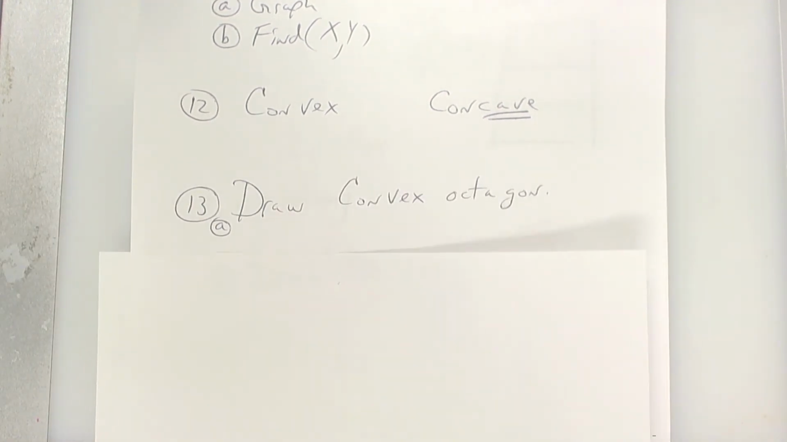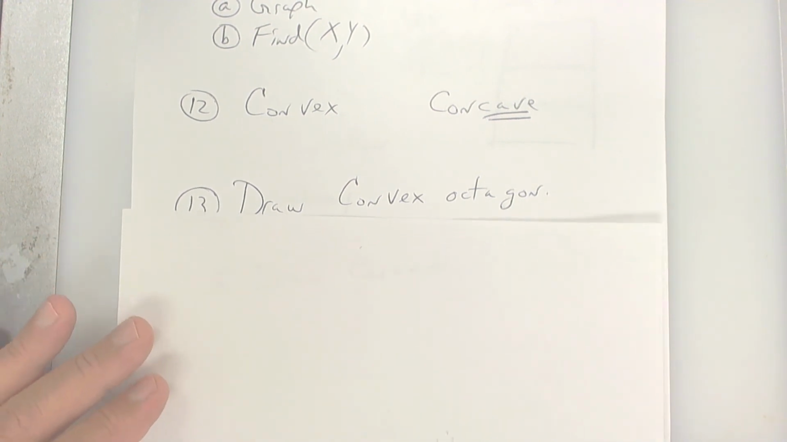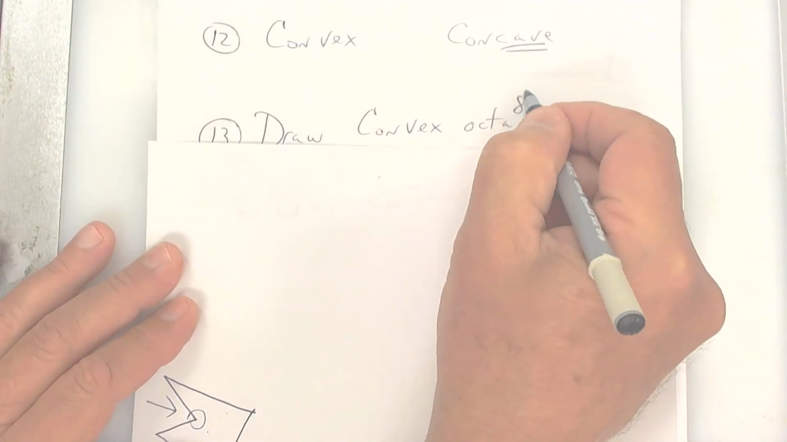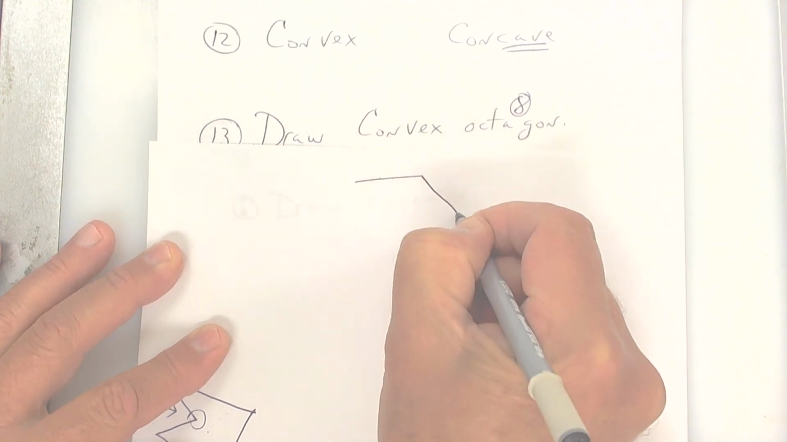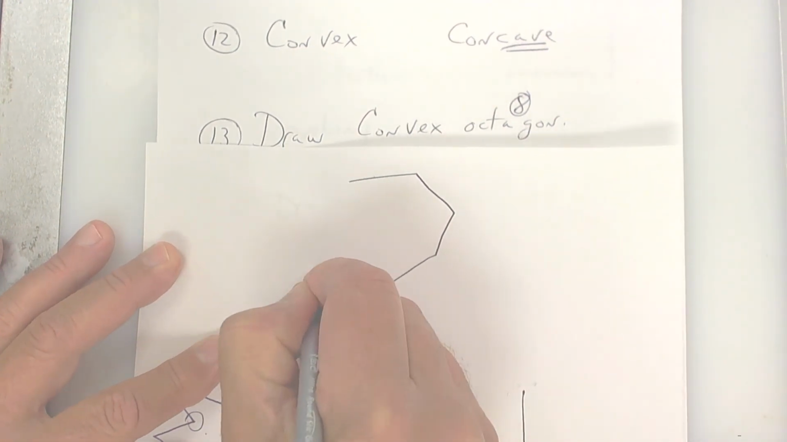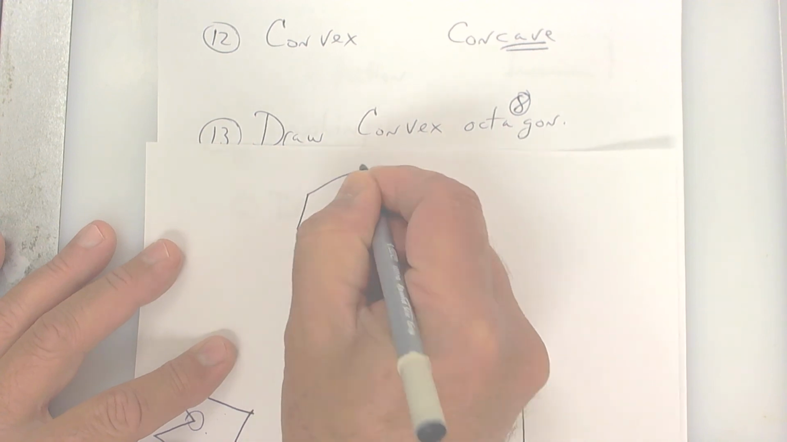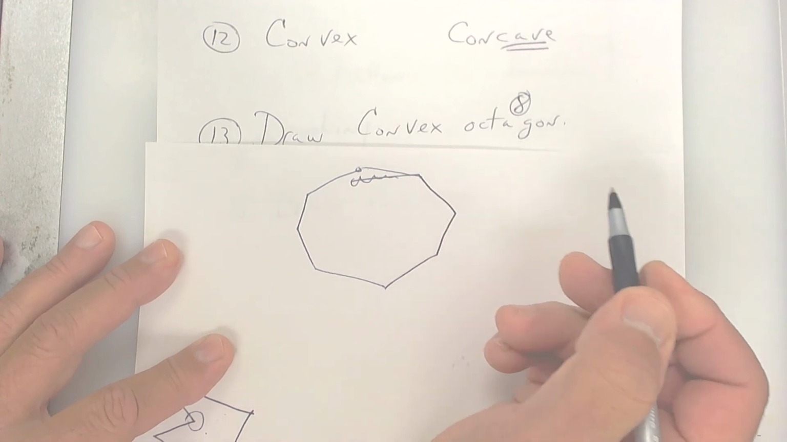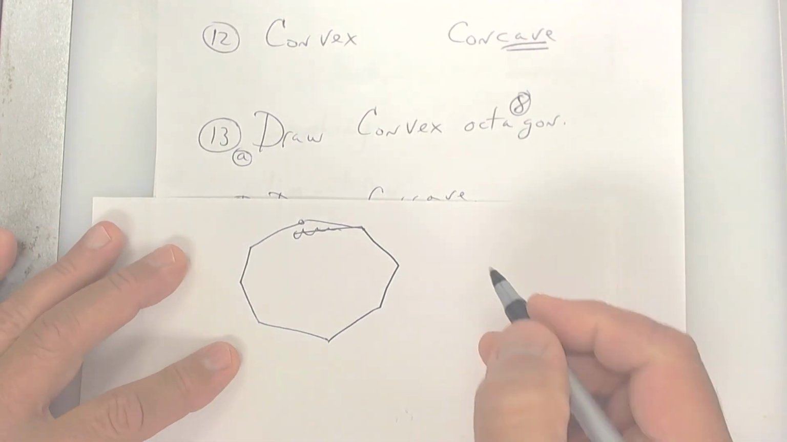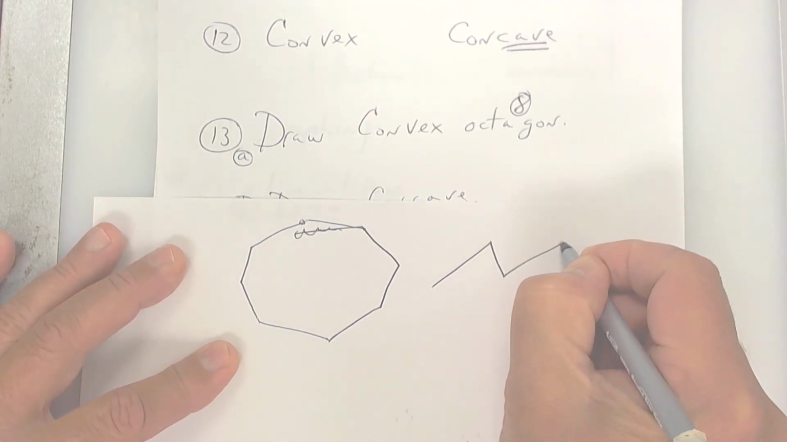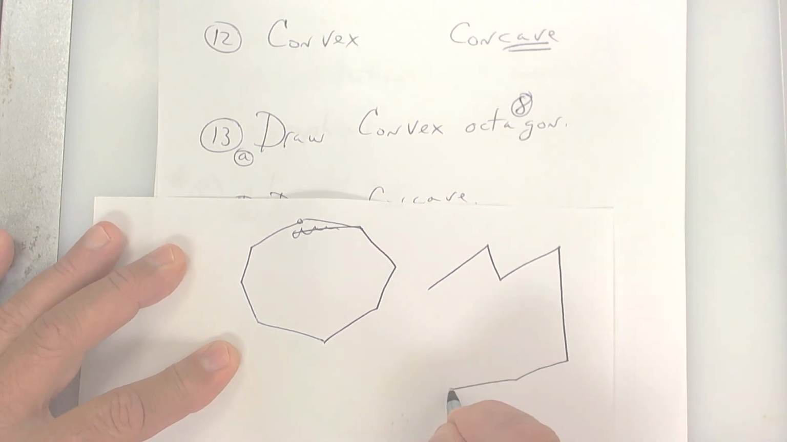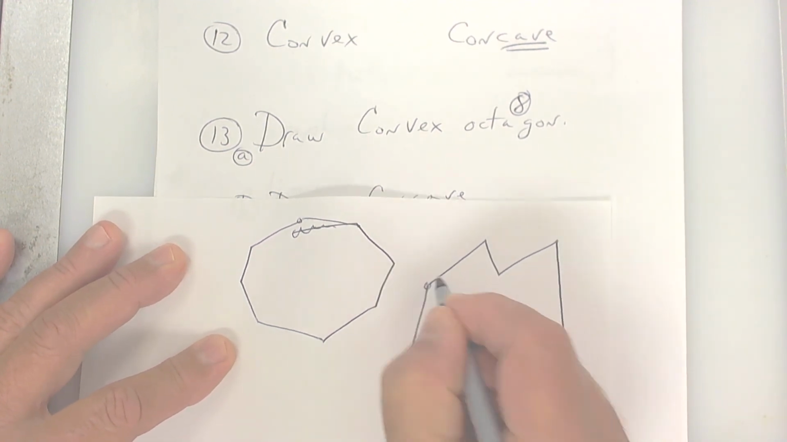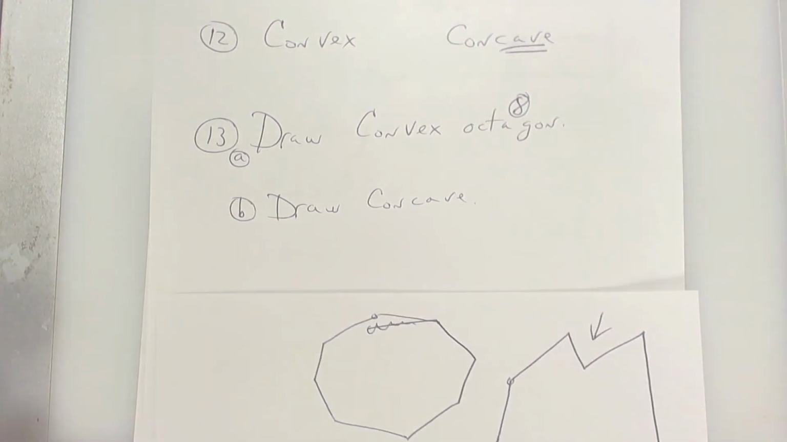It says draw a convex and concave polygon, octagon. Octagon is 8 sides, so it's 1, 2, 3, 4, 5, 6, 7, 8. And this one right here, I got to be careful. I got to redraw this one. Okay, and concave would look something like this: 1, 2, 3, 4, 5, 6, 7, 8. Okay, that one would be concave and this one convex. Okay, that's pretty much it.